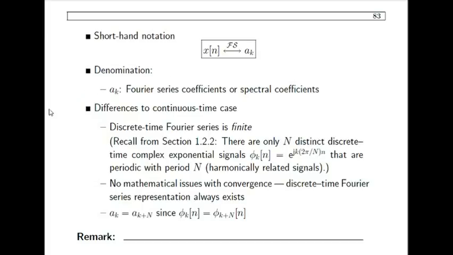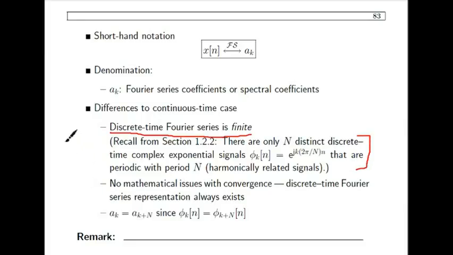Okay, the shorthand notation of Fourier series is the same for both discrete time and continuous time Fourier series representation, and a_k is the Fourier series coefficient or spectral coefficient. So there are some differences in continuous time case and discrete time case Fourier series representations. First one is that discrete time Fourier series is finite. In the continuous time we were defining it from minus infinity to infinity, but in the discrete time we are defining it over the time period N.